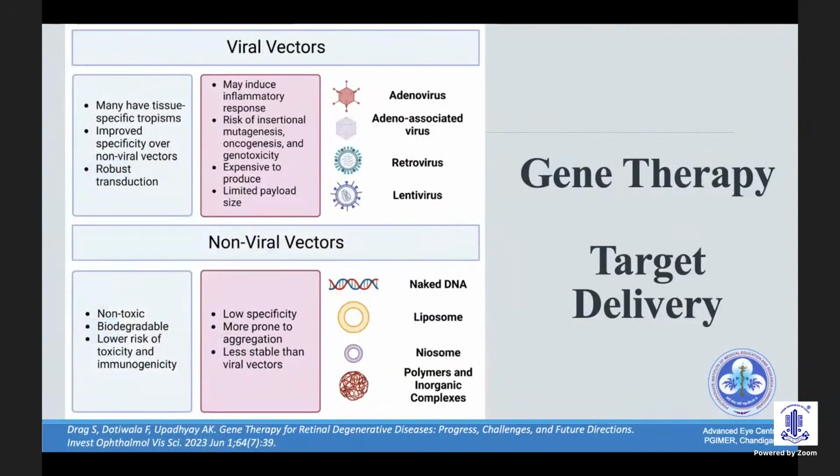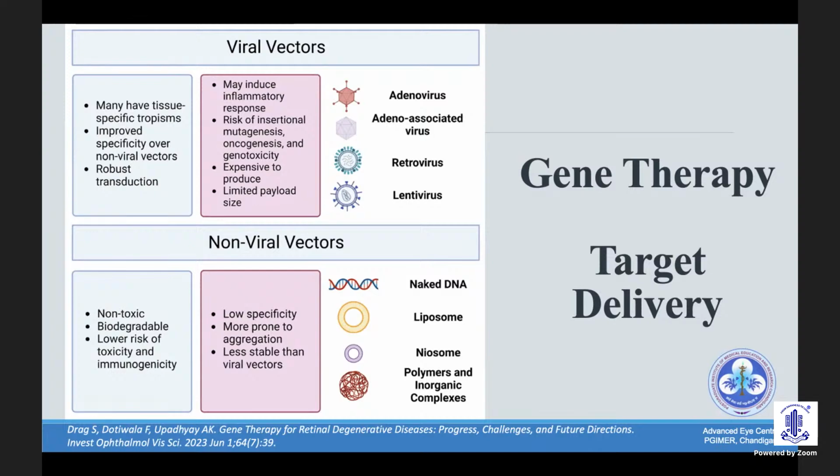So the target delivery is very important. Once you have detected the gene and developed a patch for it, you want to take that to the target cells. There are two kinds of vectors available which carry this DNA into the cells: they can be viral vectors or non-viral vectors. Viral vectors are the ones most commonly used because they have tissue-specific tropisms, so they will go to the specific tissue.